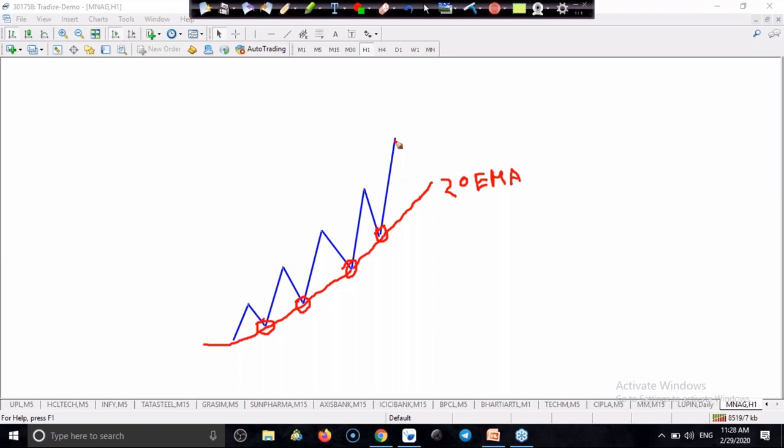Now in that case, people are thinking, hey, price is running too far, too fast, and there is big momentum. At that time you will see the volume is too high. People are thinking, hey, volume is too high, let's go for buy here. So most of the people are entering in this zone. That is the big mistake.